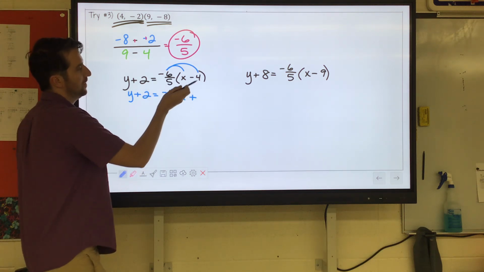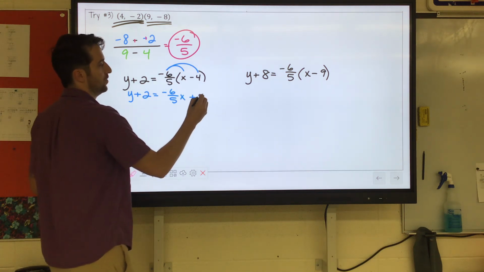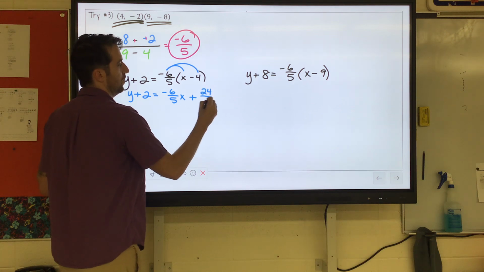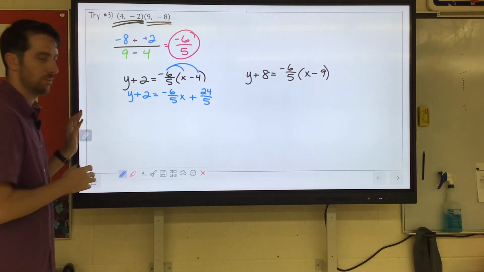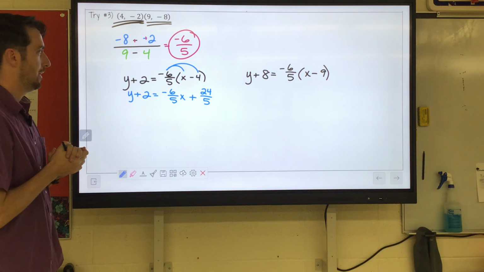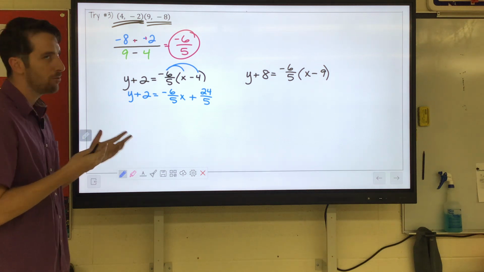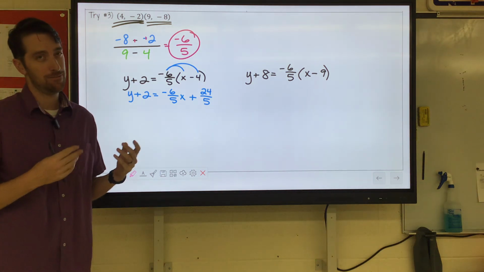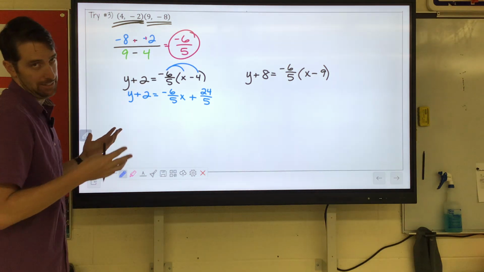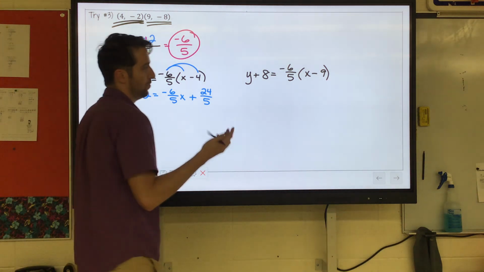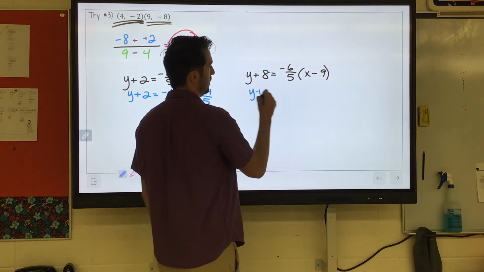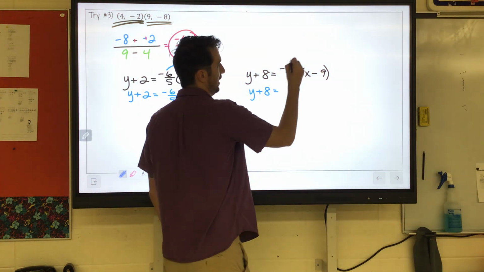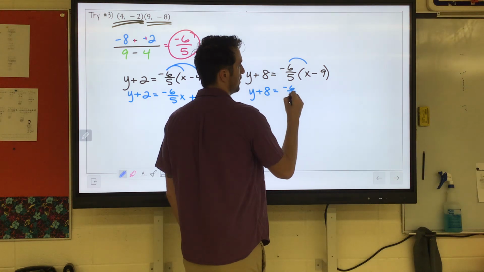By a fraction, you just multiply it up top. 4 times 6 is 24 over 5. Ooh. Ugh. For now, we might be able to turn that into a decimal. I'll show you a way when we get to standard form that you can clear that, but I'll show you both ways. Here, y plus 8 equals negative 6/5 x.